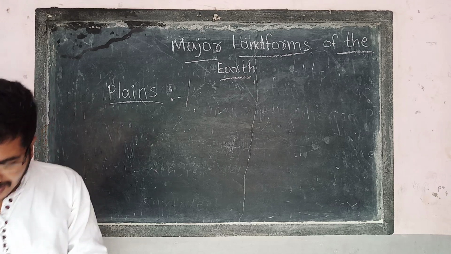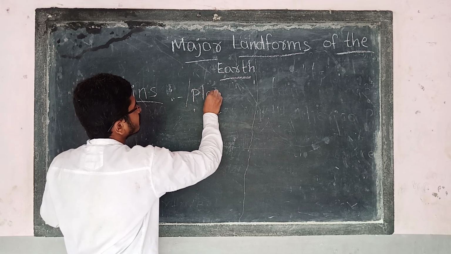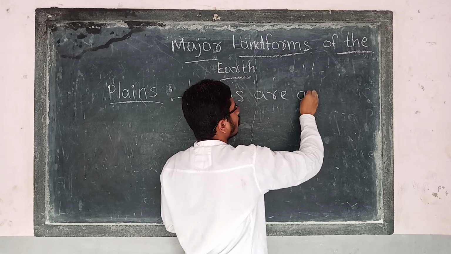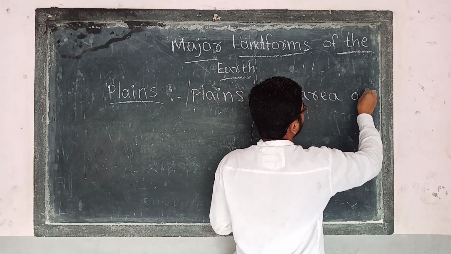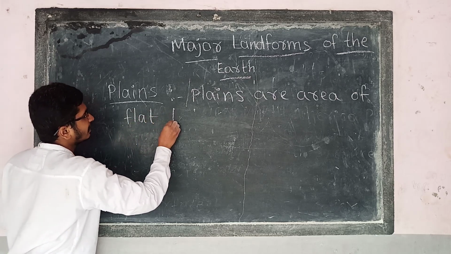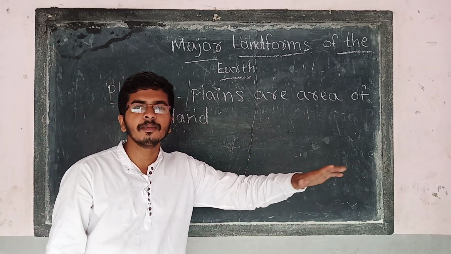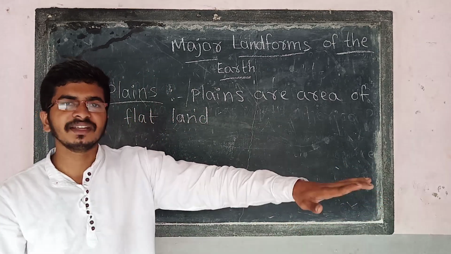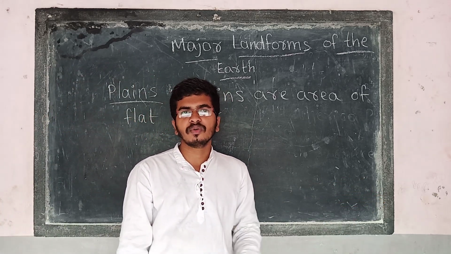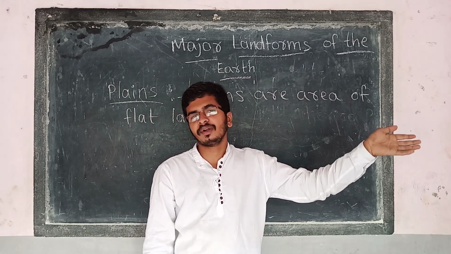Plains are flat. Note down the points. Plains are areas of flat land. You can see where the land is flat, that is a plain. So we are living on the plains. Most of the people live on the plains itself. Only some tribal people and some other people live in small mountains like that.